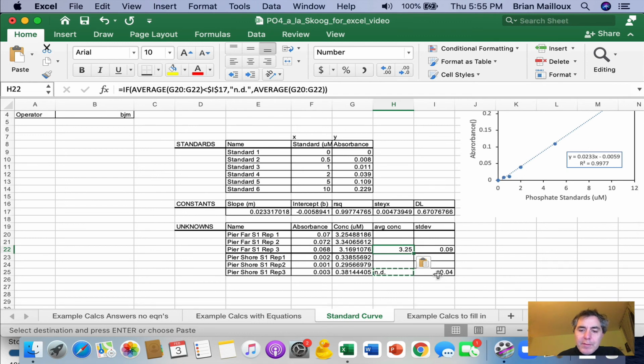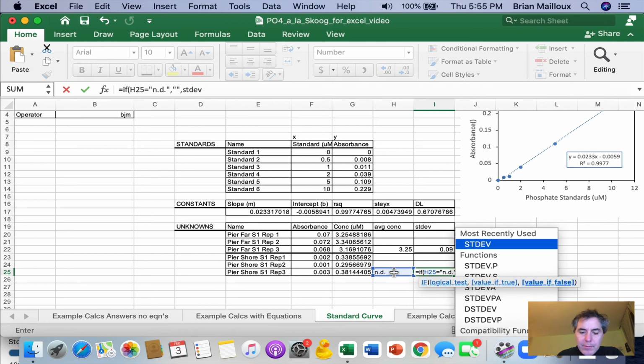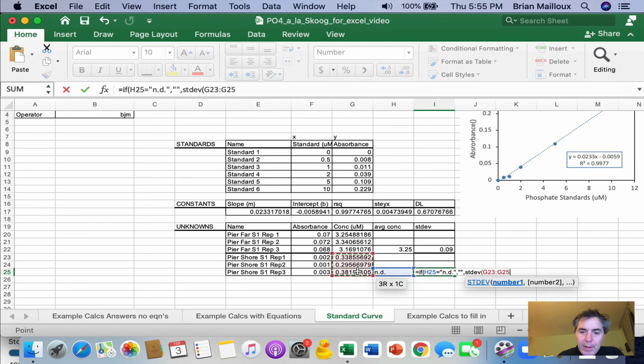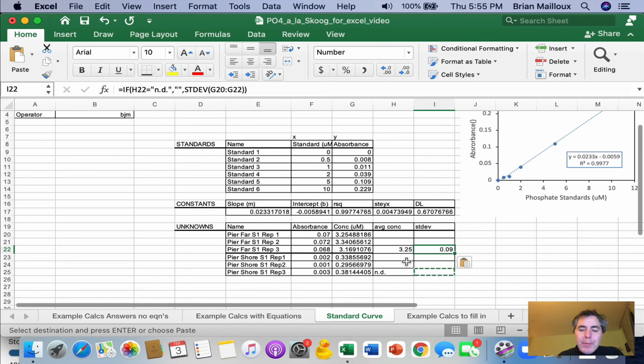The next thing is we don't want a standard deviation with non-detect. So you do equals if, right? You want to do if this equals N.D., we're just going to do nothing. Else, we're going to give it the standard dev of these 3 values. Then we need double parentheses. It should work. See, nothing happens because it was non-detect. I'm going to copy that equation up here, and it still works, right? Because it's above the detection limit. So that's how I would do this.